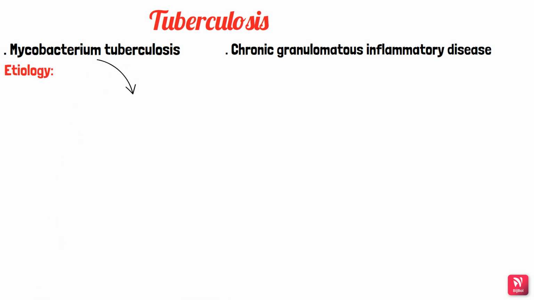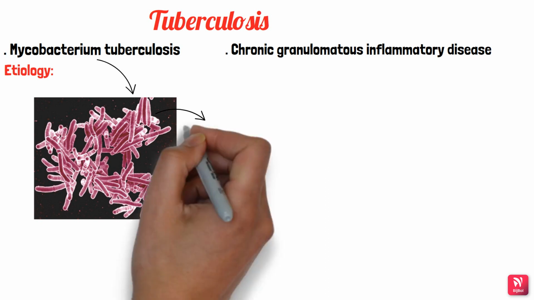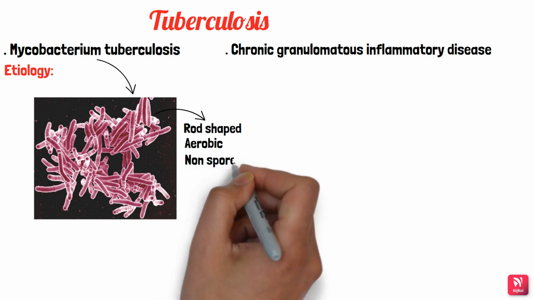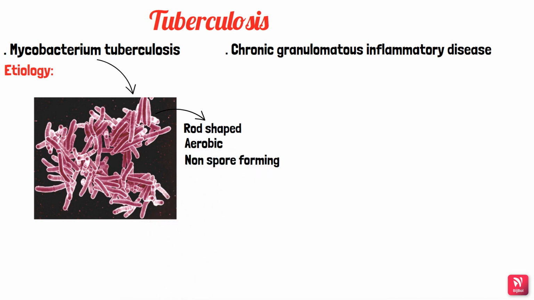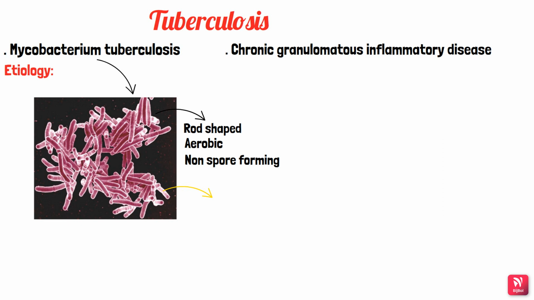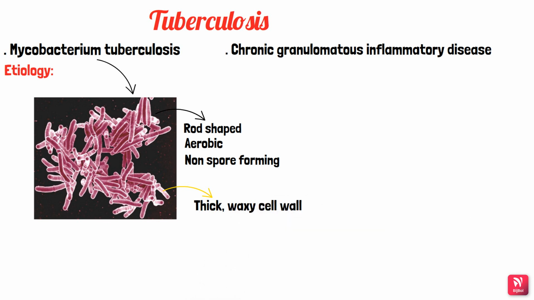As I am saying bacilli, they are rod shaped, aerobic in nature, and non-spore forming bacteria. And these bacilli contain a thick waxy coating on their surface. This thick waxy coating is a fatty acid or lipid, which is nothing but mycolic acid. The importance of this mycolic acid is that to stain this tuberculosis bacillus, we use a stain called acid fast stain. During this stain there is a decolorizer called 20% sulfuric acid.